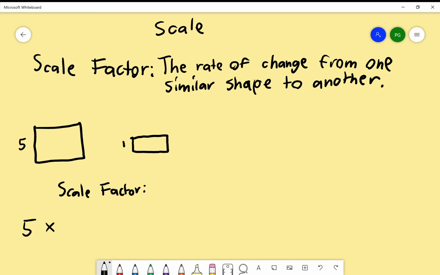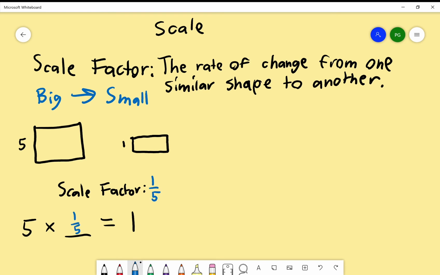Your initial shape has a side length of 5. Now 5 times your scale factor that you don't know equals 1. You can't tell me that the scale factor is 5. 5 times 5 is not 1. Something's going on here. There's a trick. Do you remember that when you're going from a bigger shape to a smaller shape, your scale factor has to be a fraction? So it's not 5, it's 1 over 5.